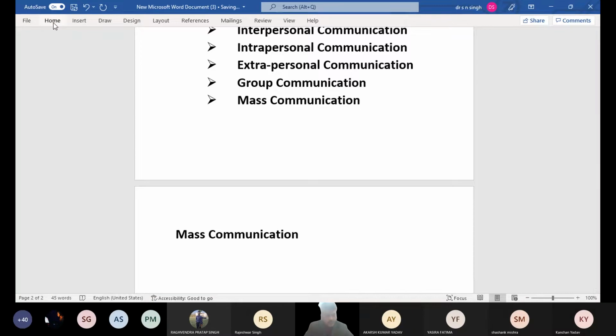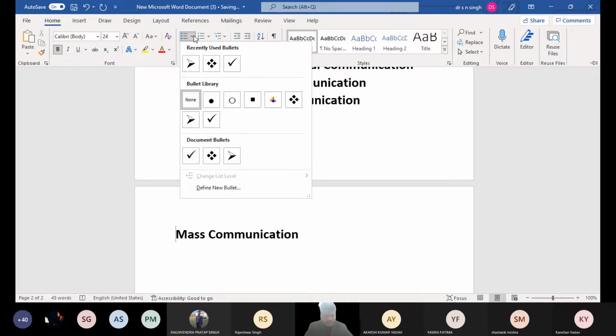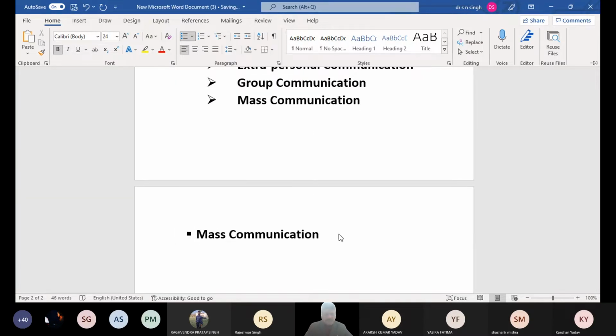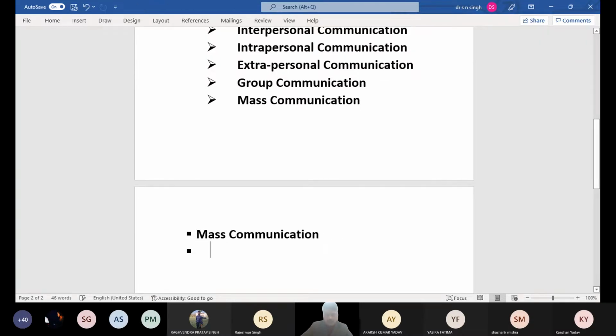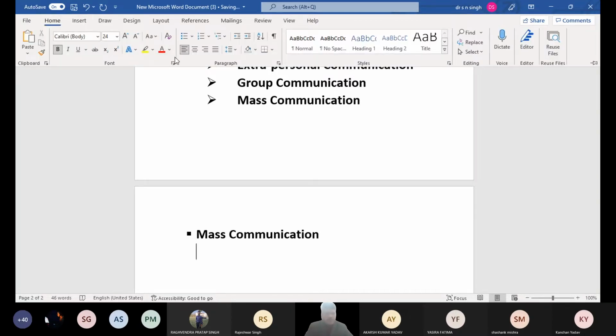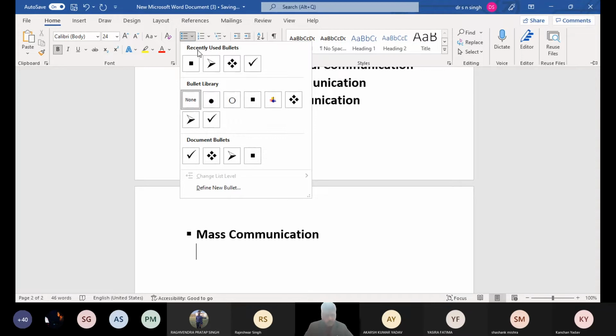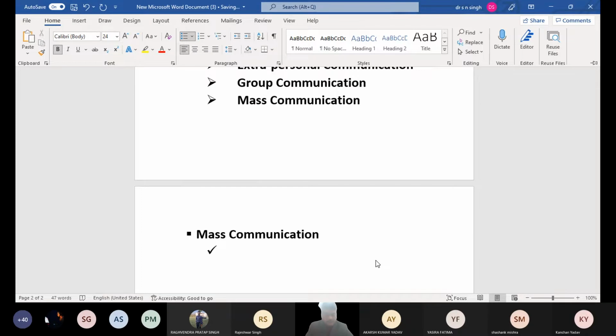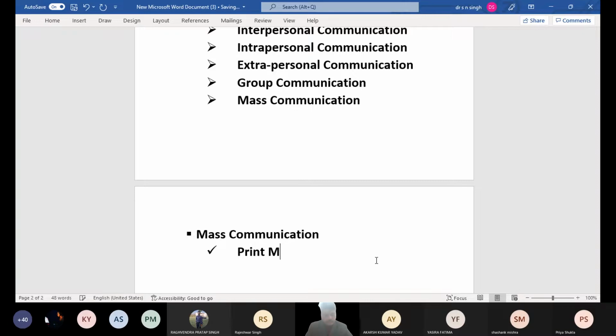So when it comes to the further subdivisions of mass communication, how will you be dividing mass communication? Written and oral maybe. What is there? Print media, communication using print media. Print media is also known as, what do you know? Newspaper. No, I am writing something.